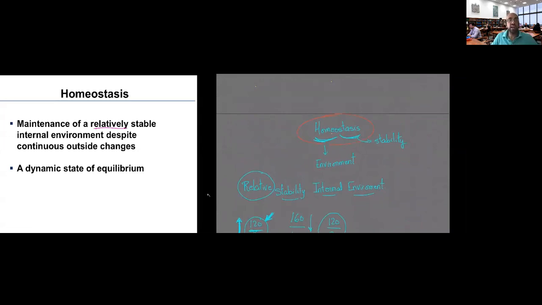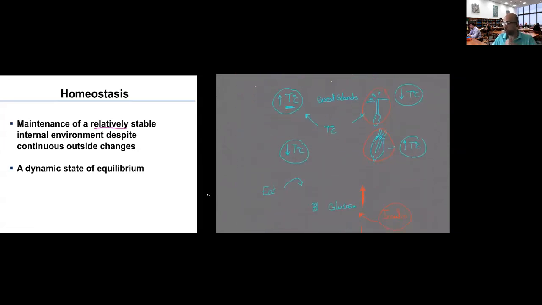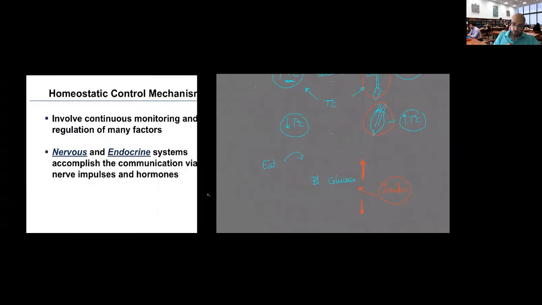And this will be applied to everything in your body: your body temperature, your blood pressure, your growth, your blood sugar level. Everything is going to be carefully monitored. Your body is going to always be trying to maintain a stable internal environment. Again, it's not 100% stable, it's relatively stable. It's a dynamic process, not a static process.